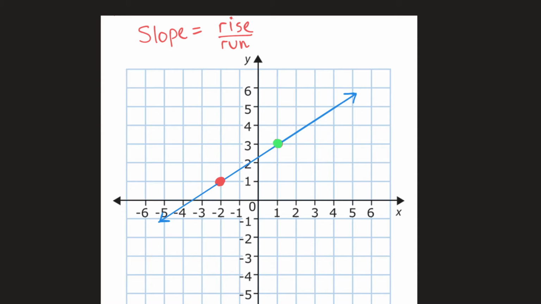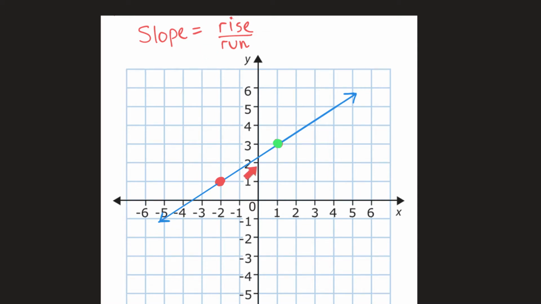Pretty easy thing. The slope is a fraction that tells you how steep a line is. That fraction is broken down into the numerator and the denominator, which is the rise and the run. And together they tell you how steep the line is.